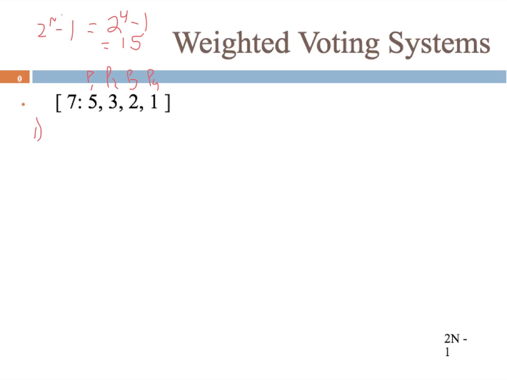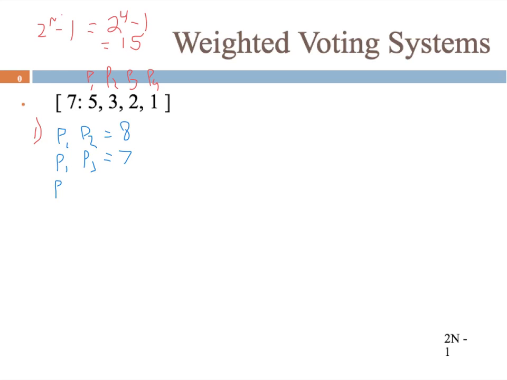Which is list out all the winning coalitions. So the first coalition is going to be player 1 and player 2, okay, because together they have 8 votes. Alright, next is player 1 and player 3 with 7 votes.